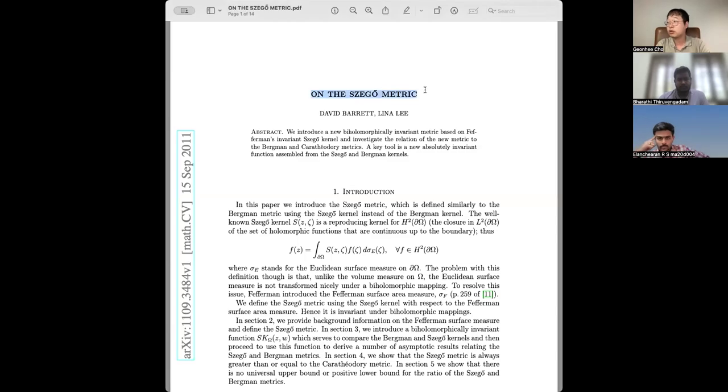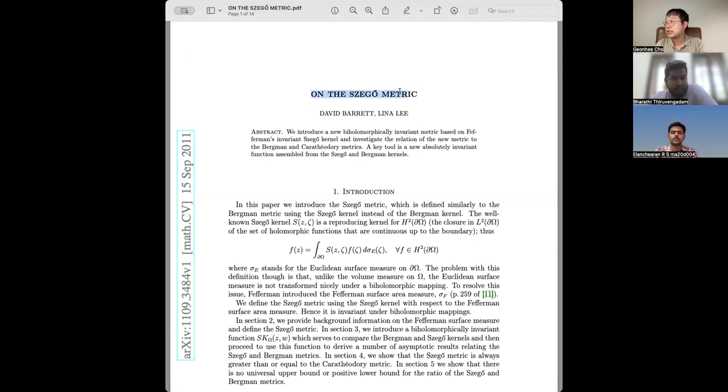So my first suggestion is to add one more invariant metric, not among these four. We call it the Szegő metric. Let me share the references first. There are two references today. All the literature I share today is already published, so you can also look at the published versions.